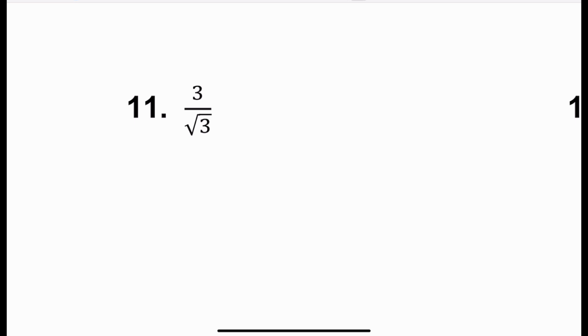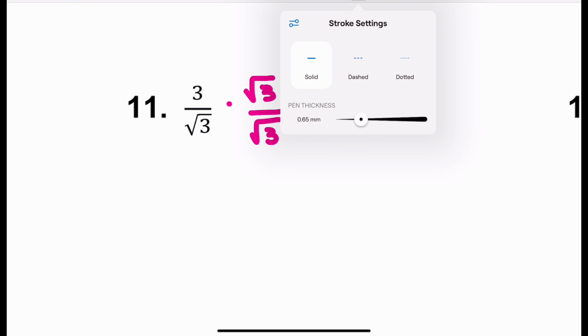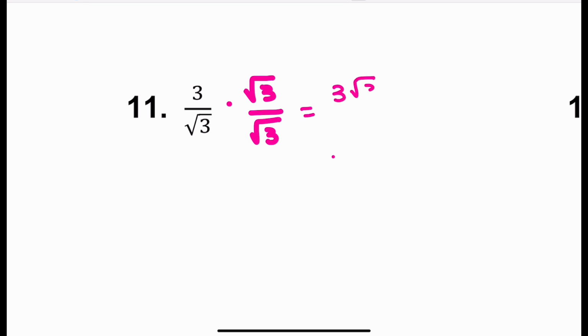Number 11, we have a square root of 3 in the denominator. We want to rationalize the denominator, which means move the denominator to the top. So we're going to times both the top and the bottom by the square root of 3. This is going to equal 3 square root of 3 divided by 3. Now notice when I do this, I have a 3 in the numerator and a 3 in the denominator. Those 3's are going to cancel out to just equal the square root of 3.